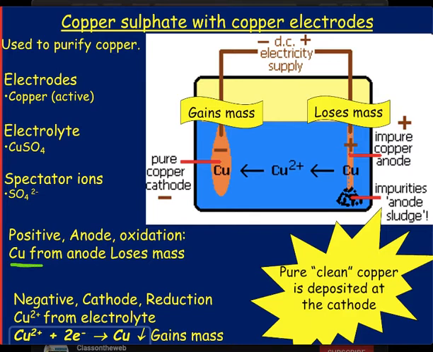So copper from the anode loses mass, and the cathode is going to gain mass. You don't need the half equations, I thought I'd taken them out. And you will get your impurities in your sludge underneath.